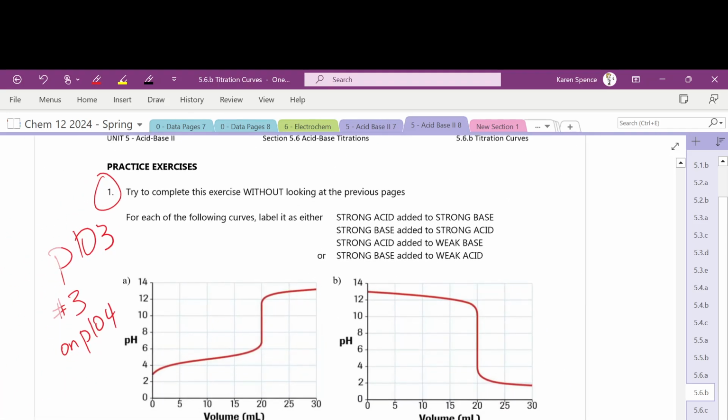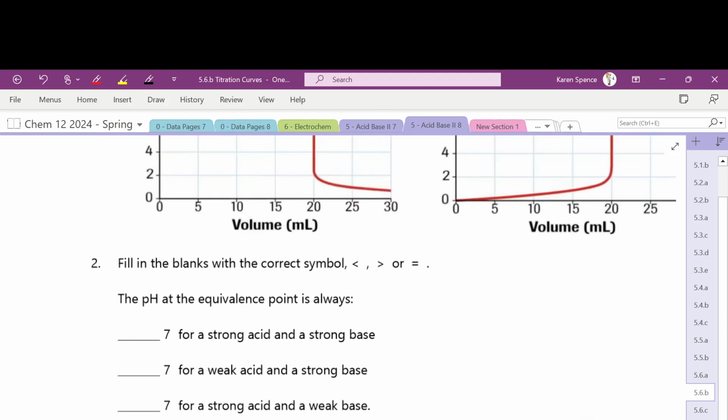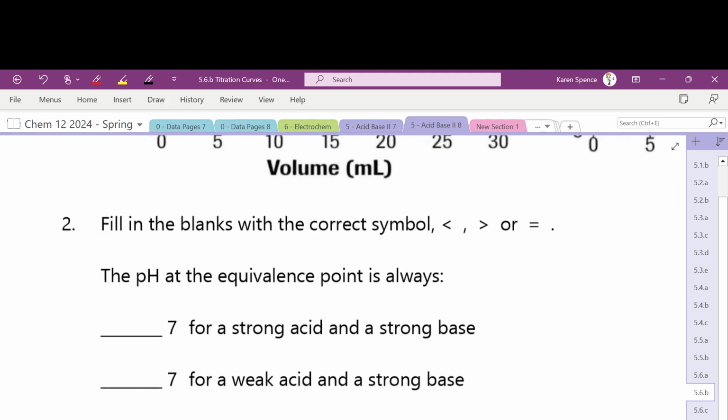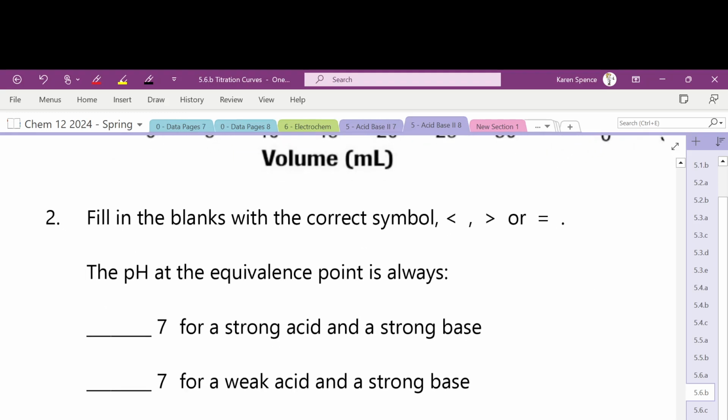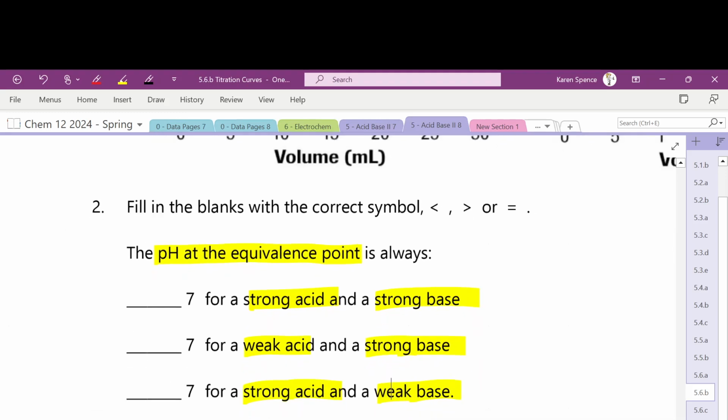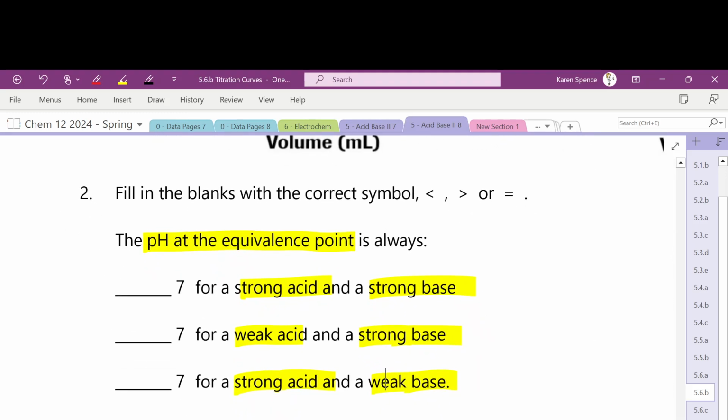Anyway, you guys did exercises 1 and 3. Let's do exercise 2 right now. Fill in the blanks with the correct symbol. The pH at the equivalence point for a strong acid, strong base, weak acid, strong base, and strong acid, weak base. Page 103, number 2.